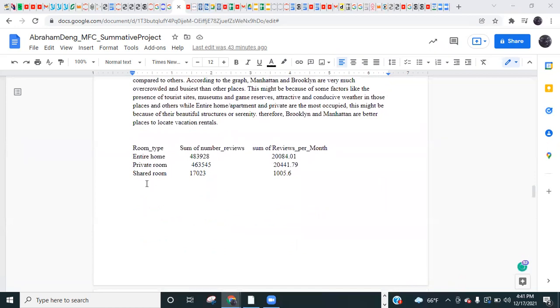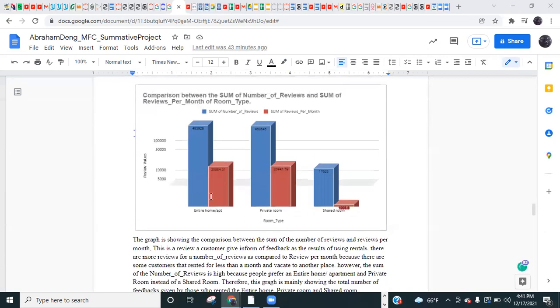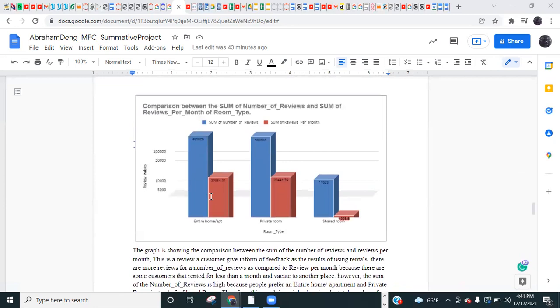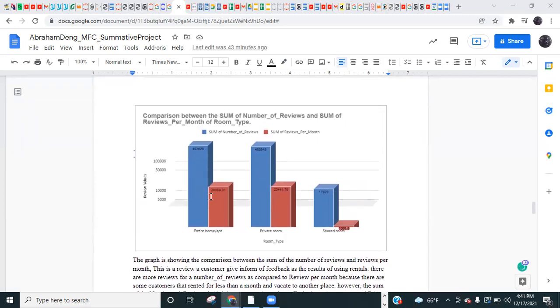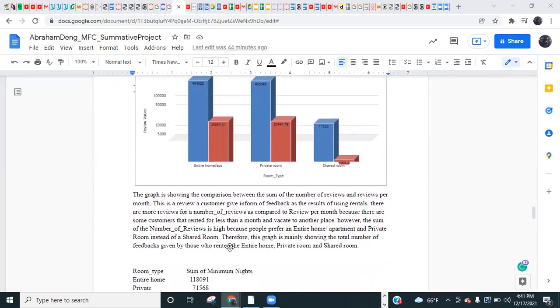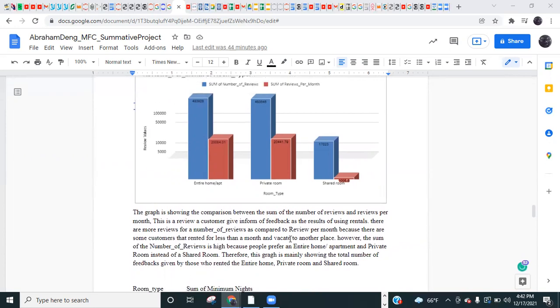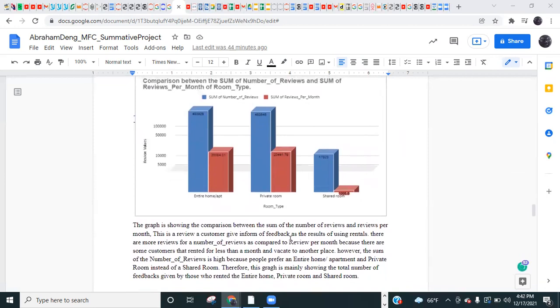So in our data, we have the room type, the number of reviews per month, and we also have the number of reviews. When we present this on the bar graph, we see that the entire home has very many reviews. These reviews are in the form of customers' feedback. The client sleeps in the house for a given night, and he or she gives his or her view on the experience in the room.